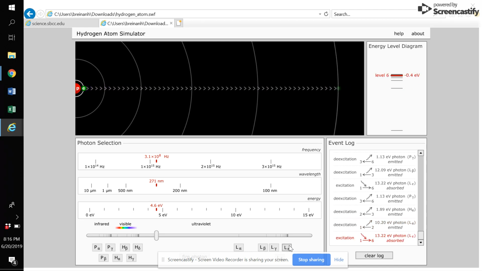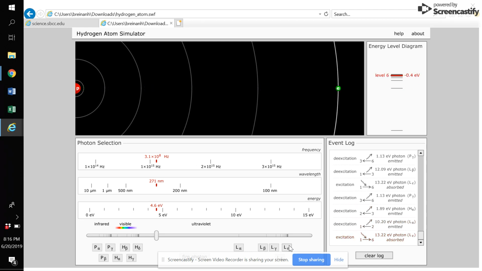Okay, excite the electron to level 6. And this time it went first to level 4. Again, it's taking a different path each time, more or less. Now to level 3. And then it jumps down to level 1.